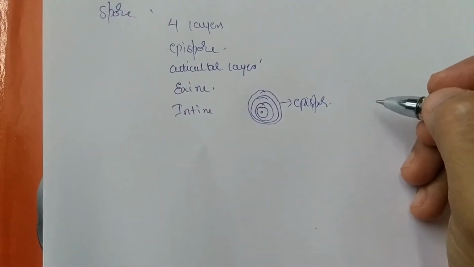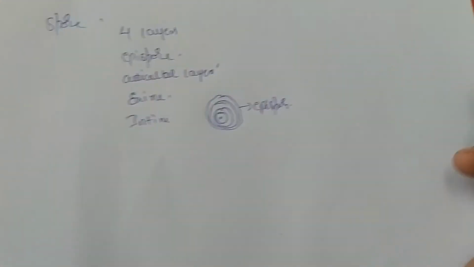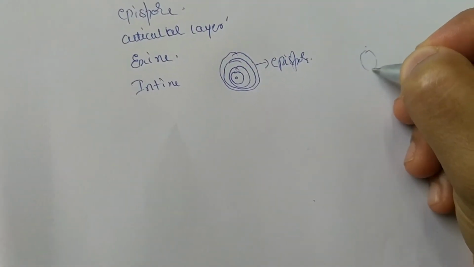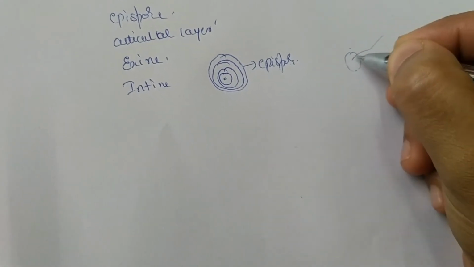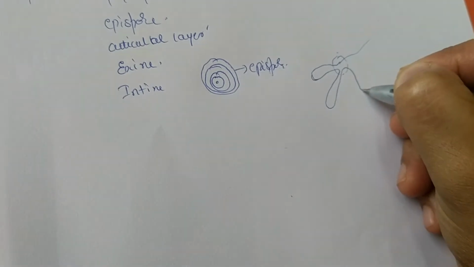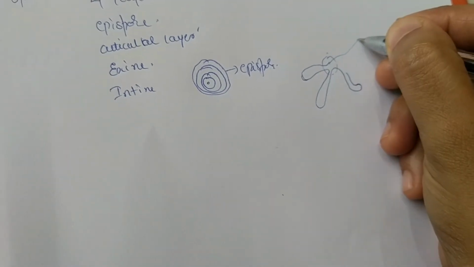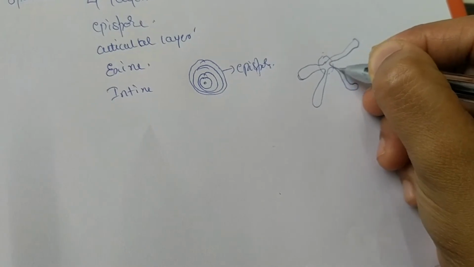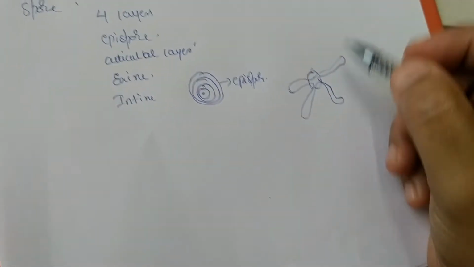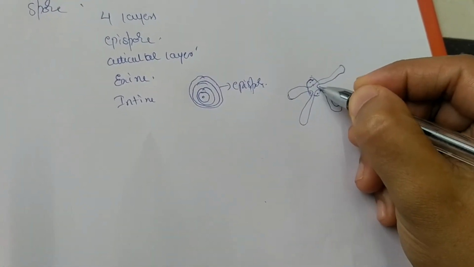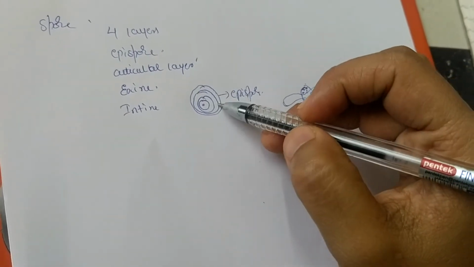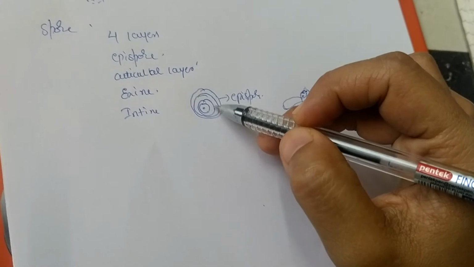When the spores are mature, this epispore is going to split open. For example, this is the spore. This epispore is going to split open, and it forms a structure somewhat like this. Now this is a mature spore. This spore has 4 different layers: epispore, cuticular layer, exine and intine.